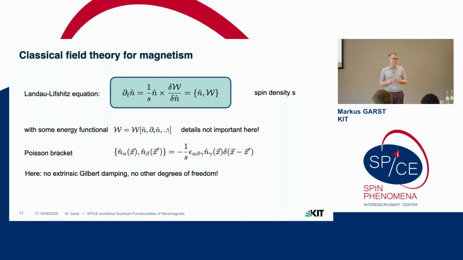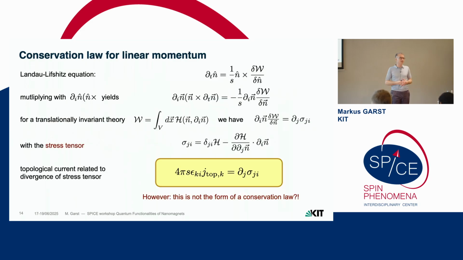Here I will look at this maybe academic question of taking a pure magnetic system, not coupled to other degrees of freedom, no explicit damping, no extrinsic Gilbert damping, just this field theory equation. Now I can ask, what is the linear momentum of that field theory? This slide looks a little bit intimidating, but it is meant to be very pedagogical. If you want to take something away from this talk, maybe it's this slide. So pay attention to it, because it's not complicated.